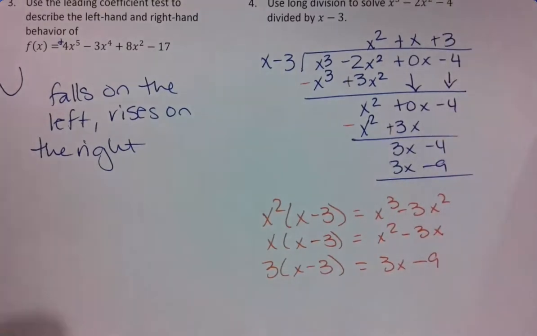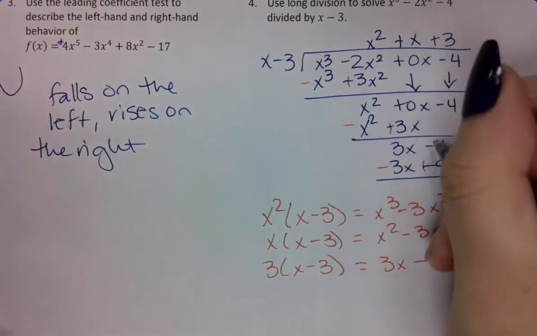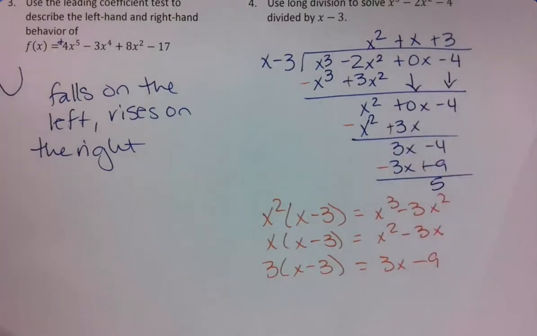I'm going to change my signs. My 3x's cancel out. Negative 4 plus 9 is 5. So I have a remainder here.